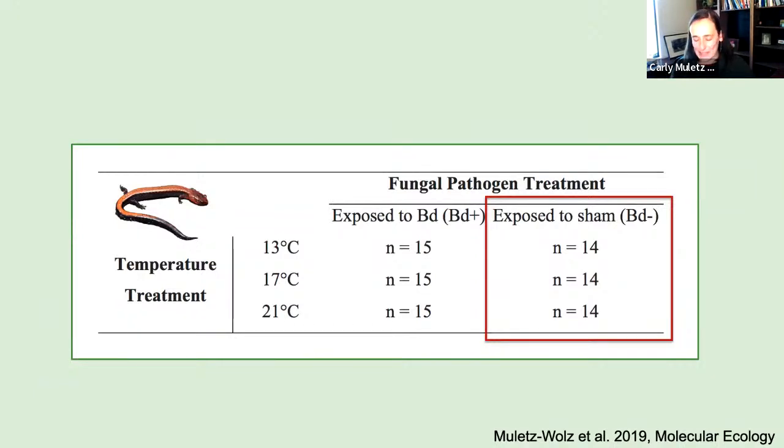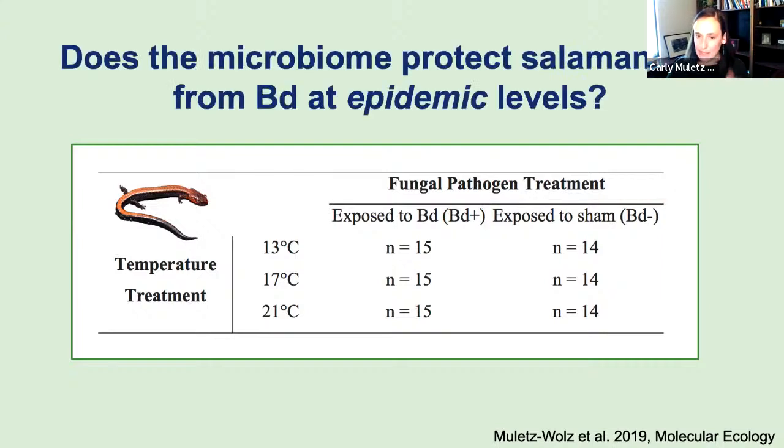Okay, you remember that experiment that I showed you the data looking at across temperatures? Well, we're going to come back to that and actually add BD into the story now and complete the story on this experiment. And with this experiment, I was asking, does the microbiome protect salamanders from BD at epidemic levels? So we don't have an epidemic happening currently in the eastern United States. We have to bring these animals into the lab.